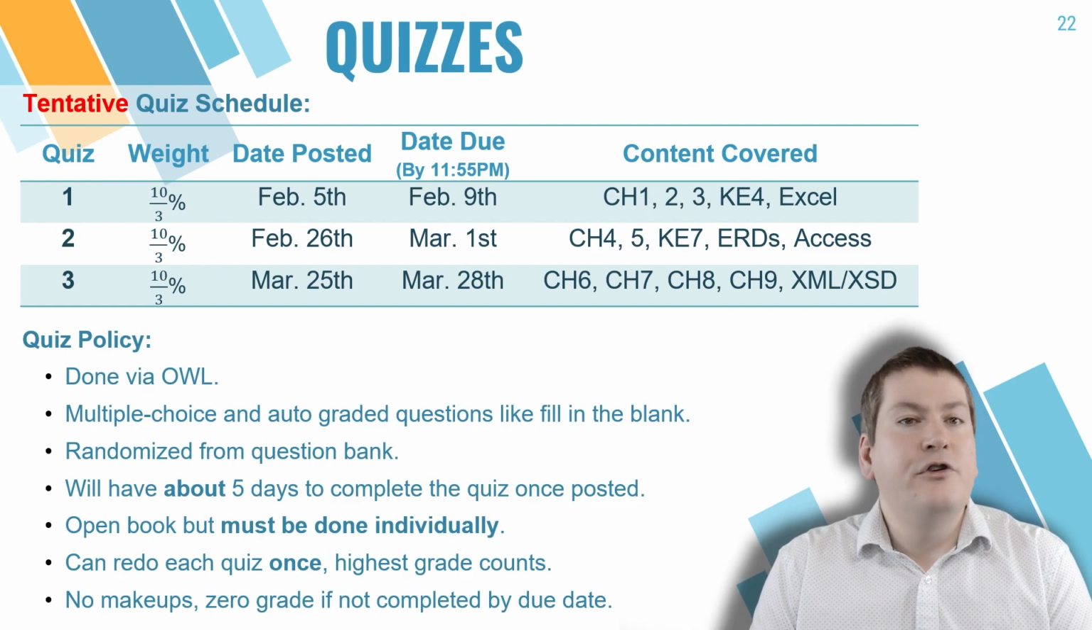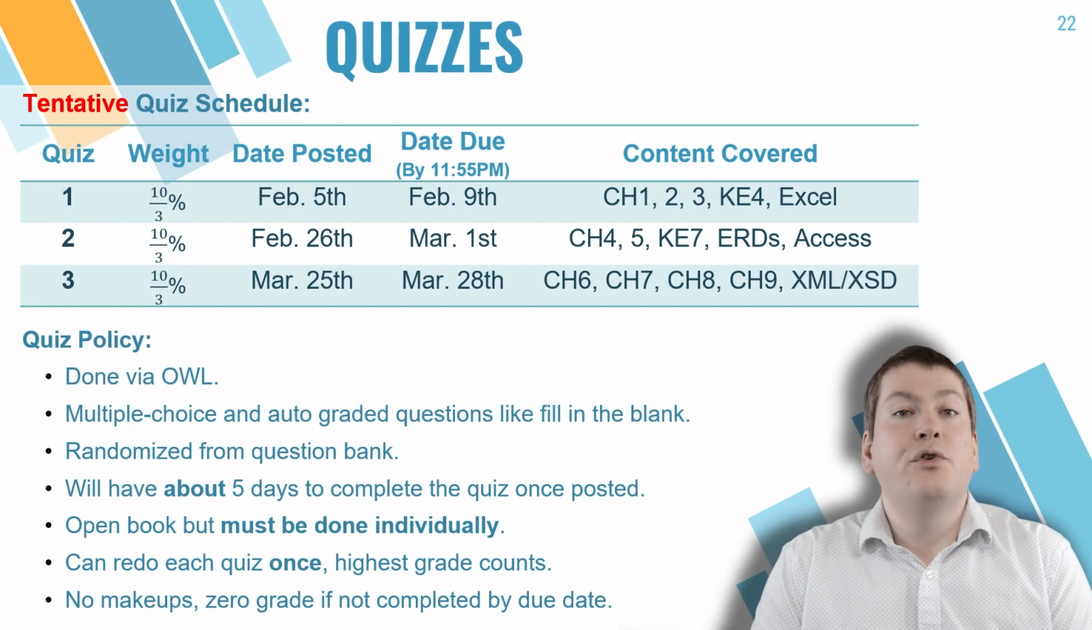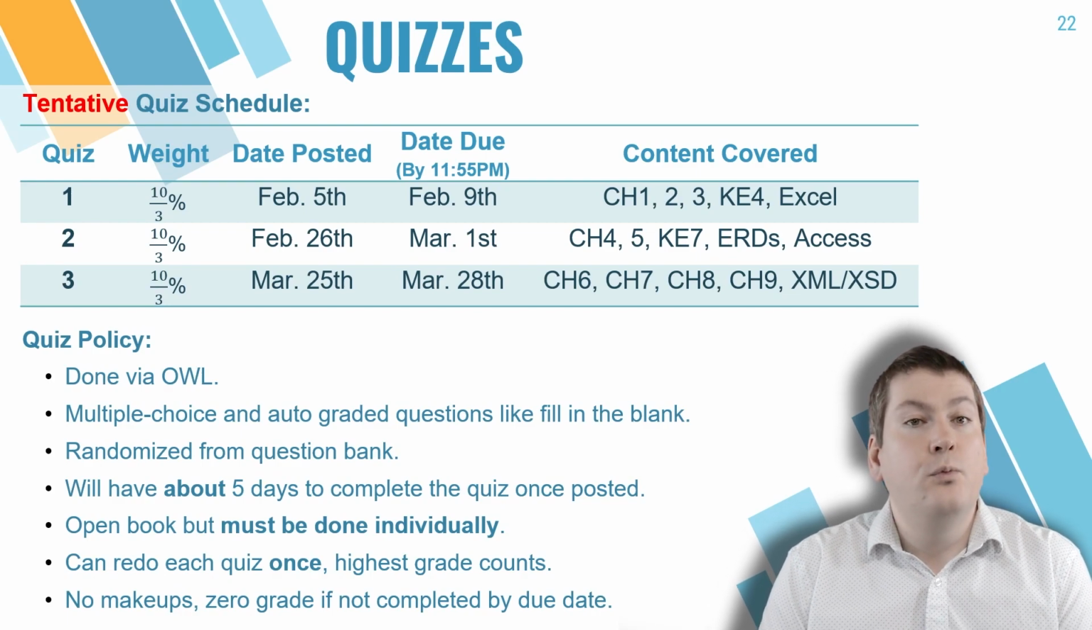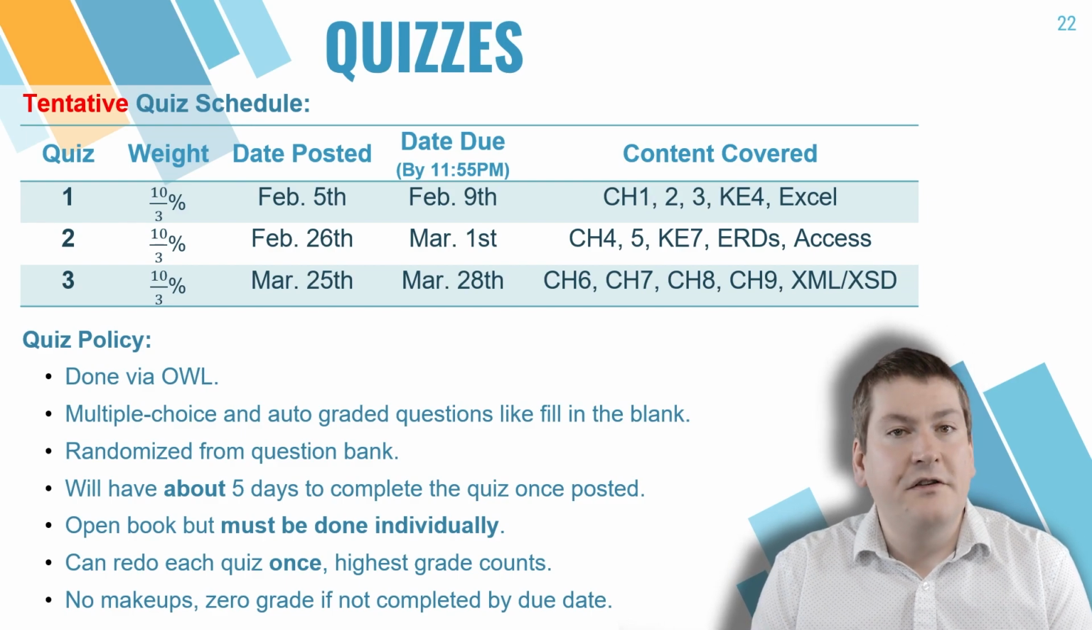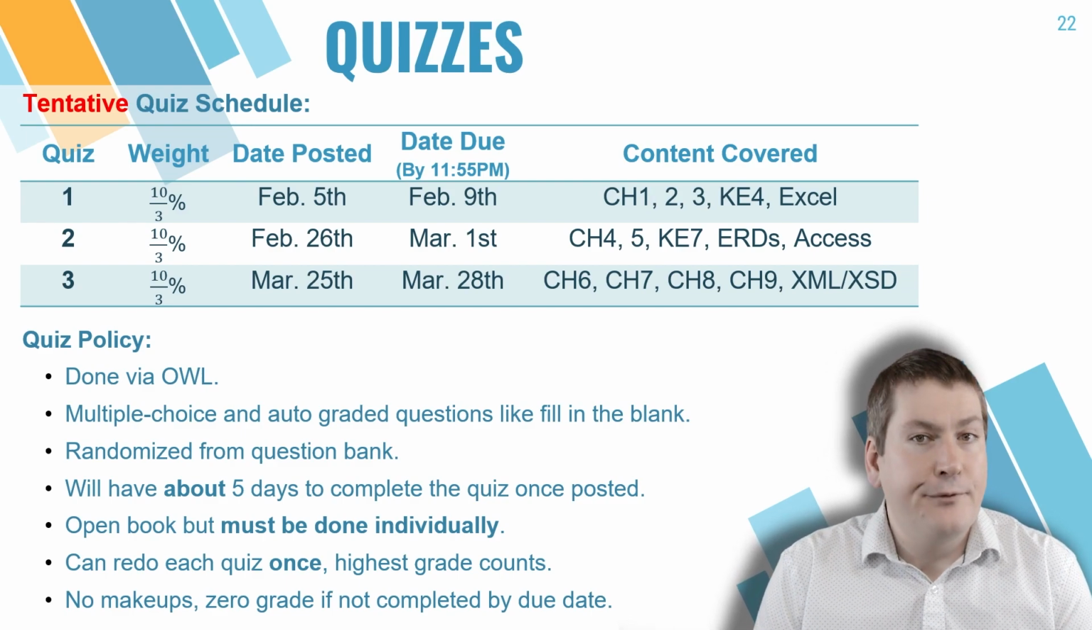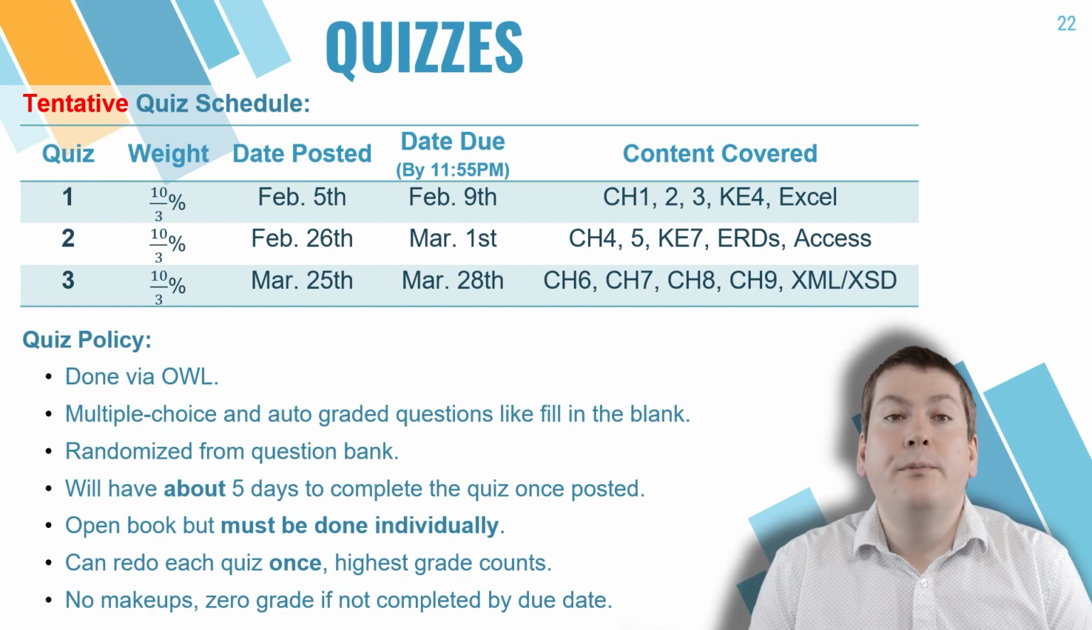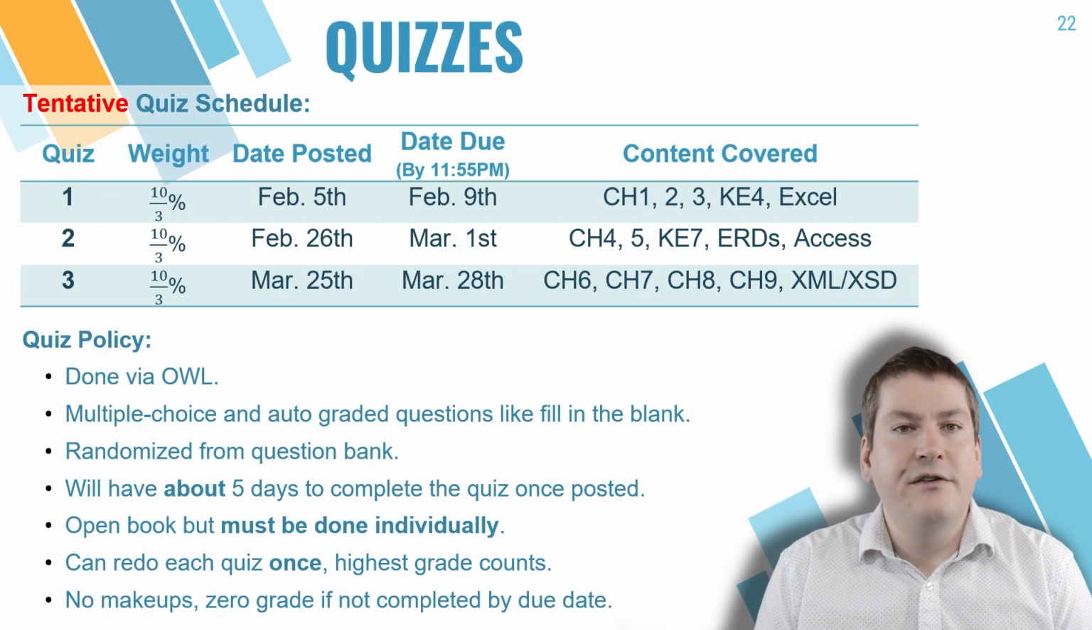So you will be allowed to redo each quiz at most once. So each quiz you can redo once to improve your grade, but this must be done during the time the quiz is open. After that due date, you can't redo it. The highest grade will be recorded. So it's not an average of the quizzes or anything like that.